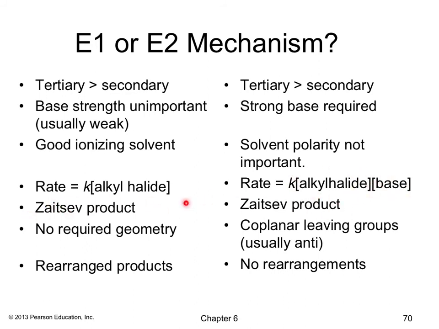Both have a preference for Zaitsev products. There's no required geometry for E1, but coplanar, anticoplanar is essential for E2 mechanism. You can have rearrangement products because of the formation of carbocations in the case of E1, but there are no rearrangements for E2.